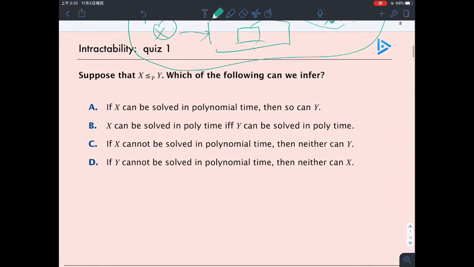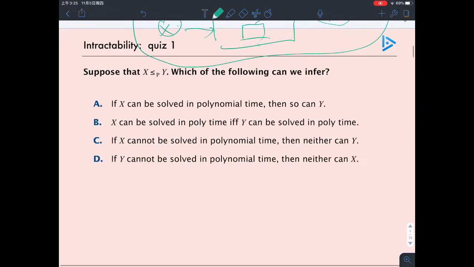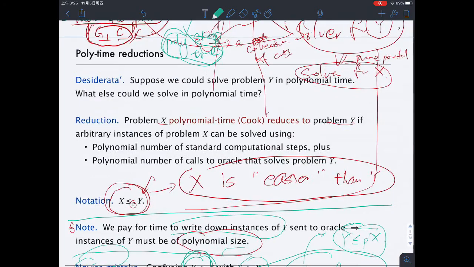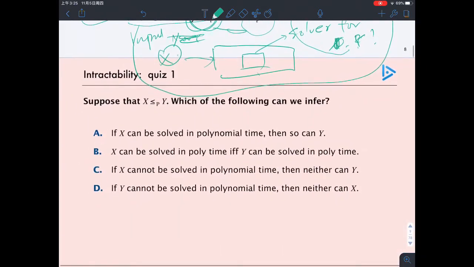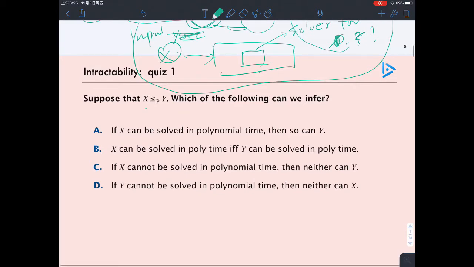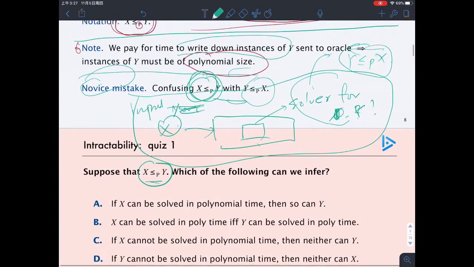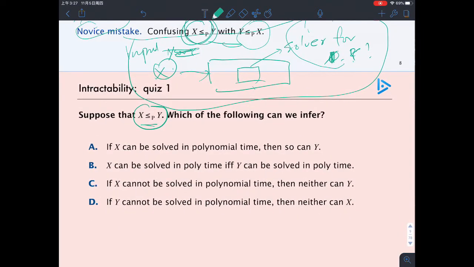So let's walk through this reducibility quiz one. The first question is: suppose that x is polynomial time reducible to y, which of the following can we infer? Which ones are correct? Here, let's just repeat probably the most important message in the previous slide. x less than or equal to y, you can literally interpret that as x is easier than y.